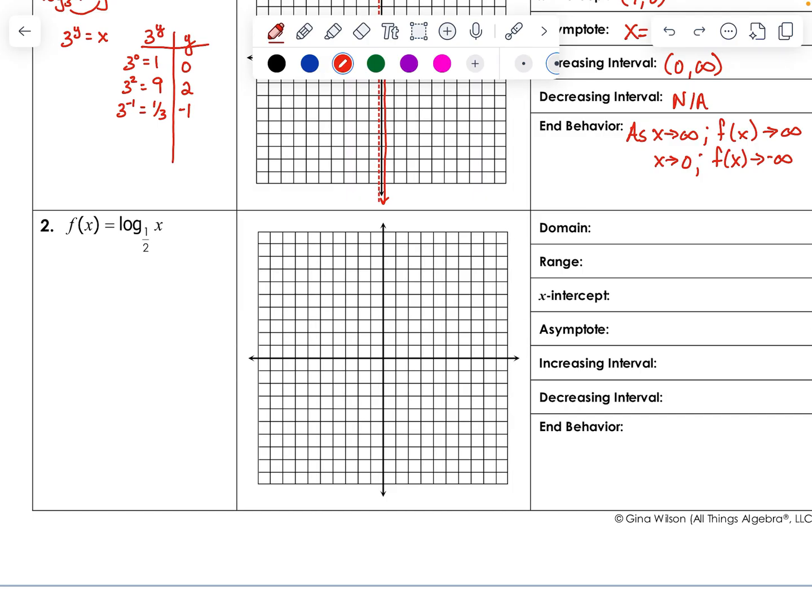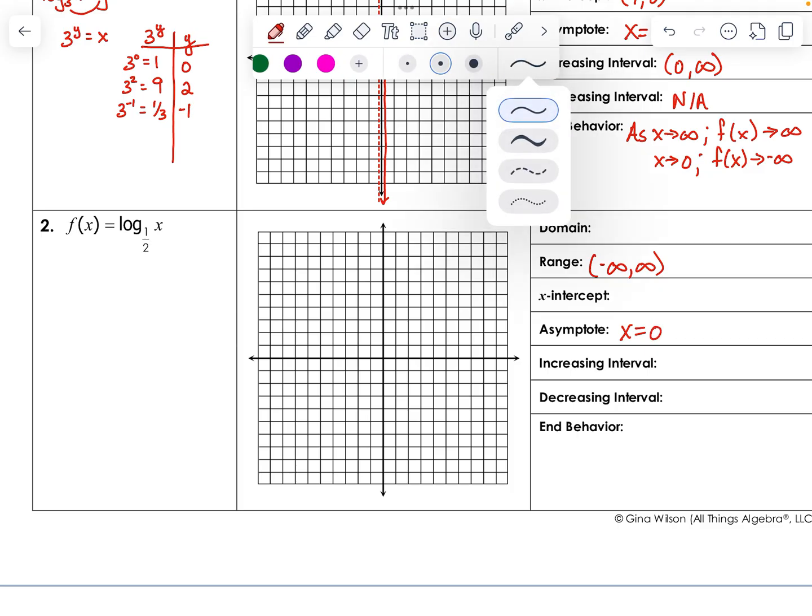So my range is going to be negative infinity to infinity because remember these are inverse functions. So exponential functions, my domain was negative infinity to infinity. So for logarithmic, my range is negative infinity to infinity. My asymptote is going to be x equals 0 because my graph is not shifting left or right any. We'll deal with shifts when I get back on Monday.